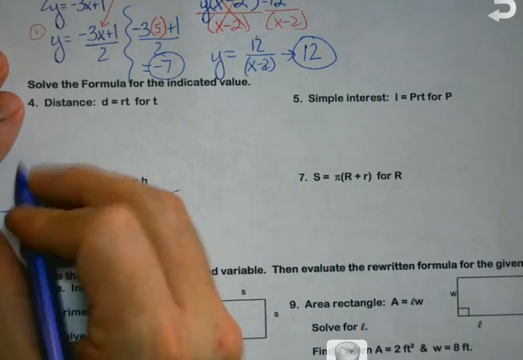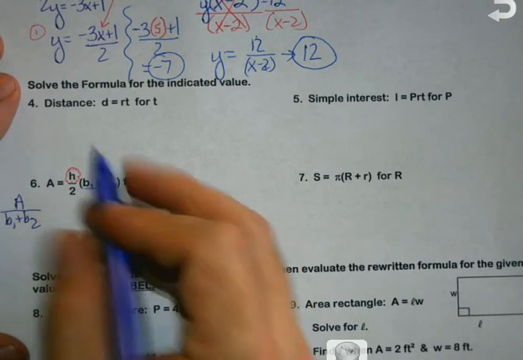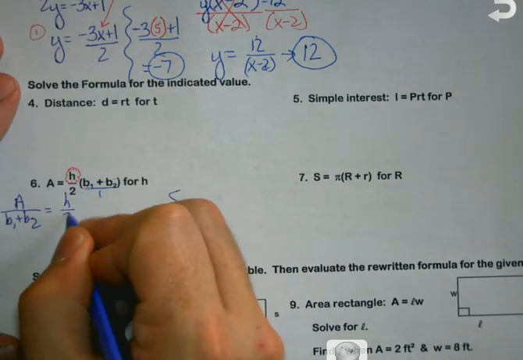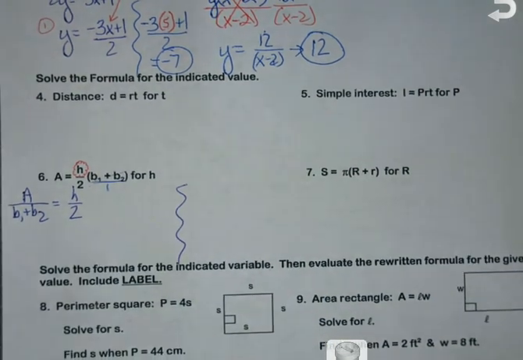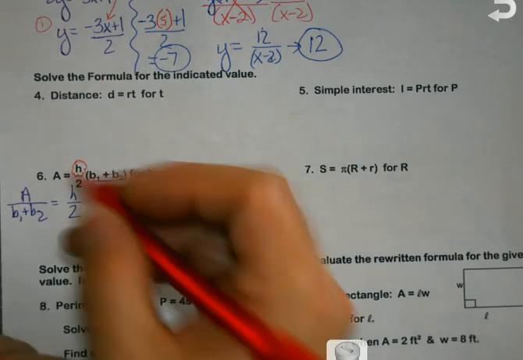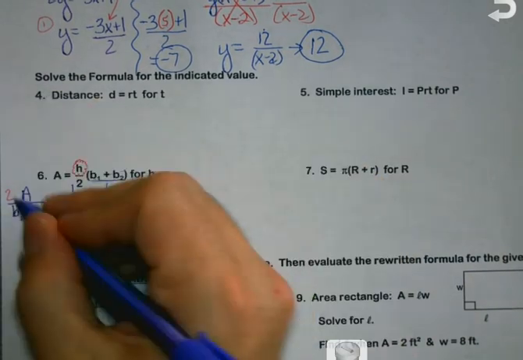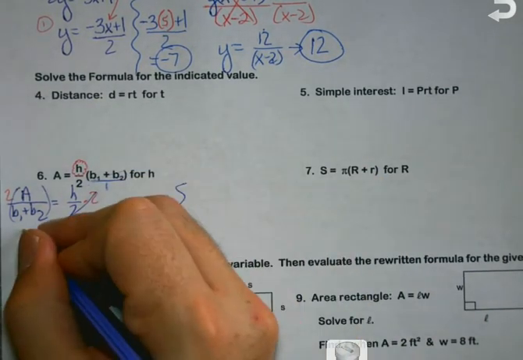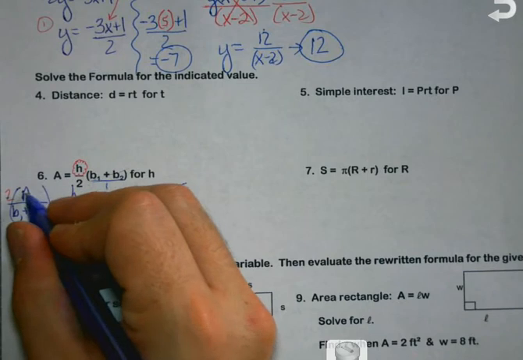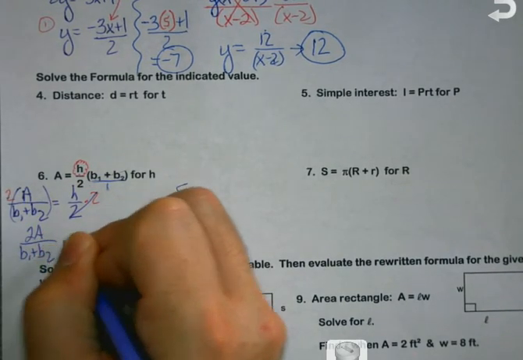So if I divide both sides by B1 plus B2, that would basically cancel this out on this side and leave me with this. So what would my last step be then to get H by itself? Multiply by 2. Okay, so if we multiply by 2 on both sides, that 2 is only up in the numerator, so I'd end up with 2A over B1 plus B2 equals H.